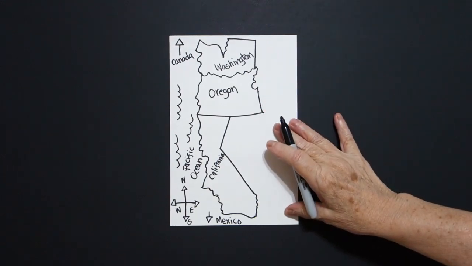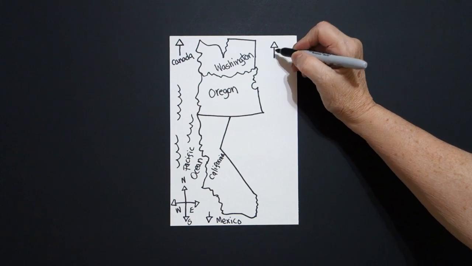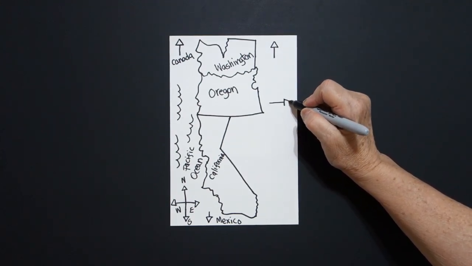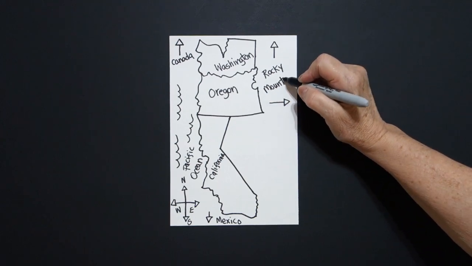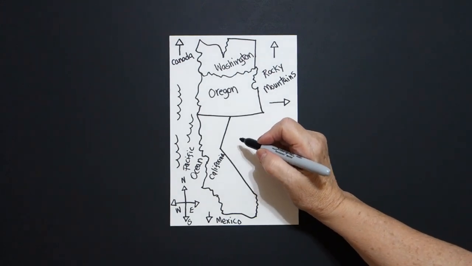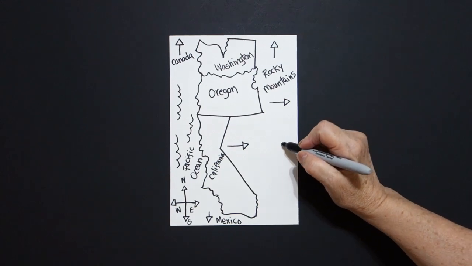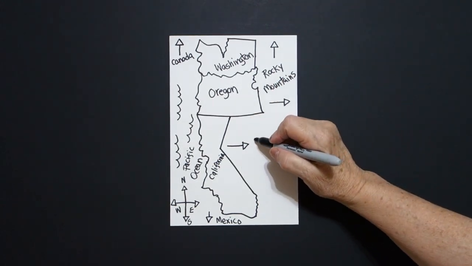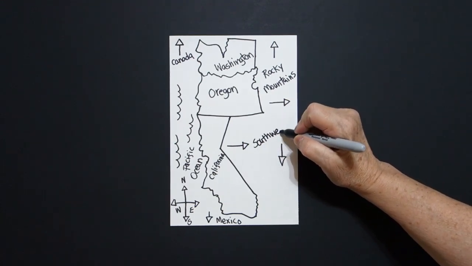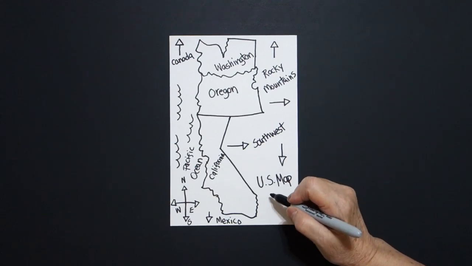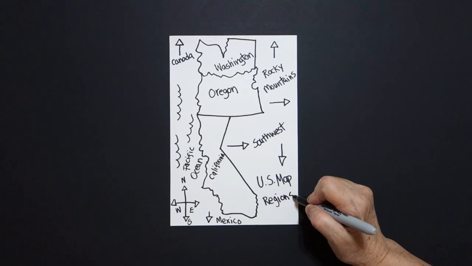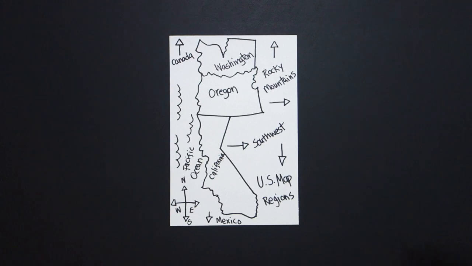Now, this space we're leaving open because, triangle, straight line going up, in, triangle, straight line going horizontal. Coming up is the Rocky Mountains states region, which we will draw, not today, but later. Straight line, triangle, straight line down, triangle. This whole area is the Southwest, which we also will draw as a U.S. map region. We'll put an S because we're going to do more U.S. map regions. And this is important for you to see how everything lines up and why the states are the way they are.